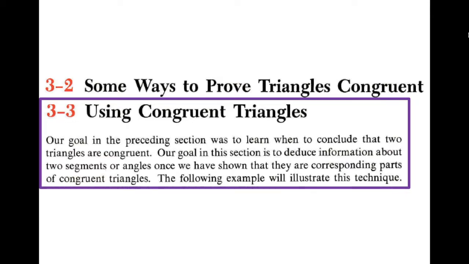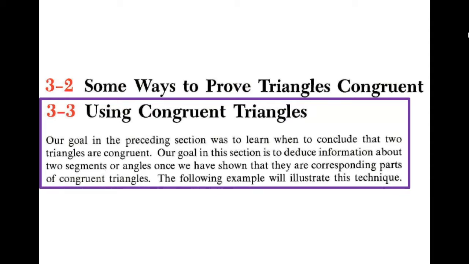It says our goal in the preceding section, right? That's section 3.2 right there. That was what preceding means, the one right before this. It was to learn when to conclude that two triangles are congruent. Right? We had some shortcuts to get us there. We can do it a lot faster now. Our goal in this section is to deduce information about two segments or two angles once we have shown that they are corresponding parts of congruent triangles. The following example will help illustrate this technique.